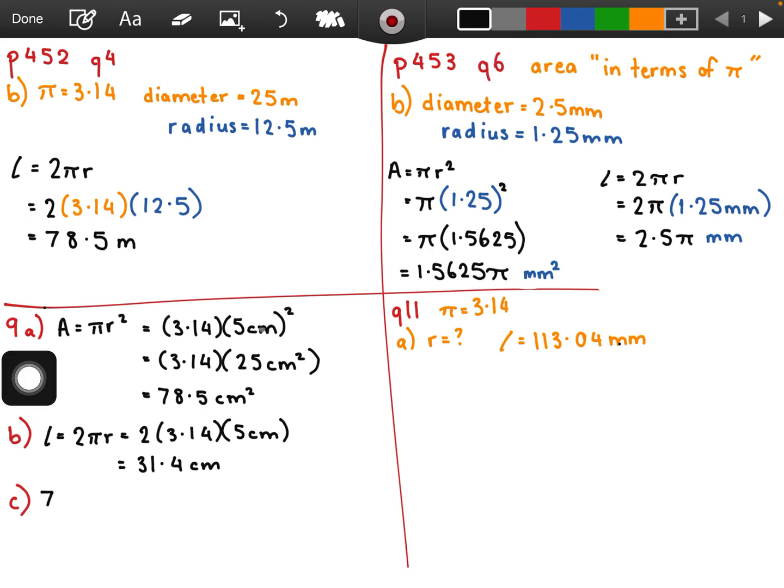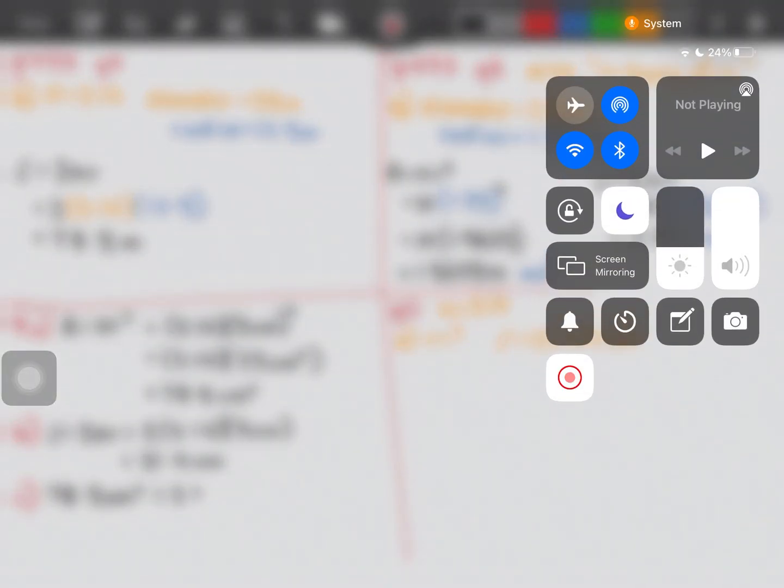Okay, so if we're asked to find the area of a semicircle, we can use the formula for a full circle and then half it. So for part C, we can just half that amount. Okay, so we'll get 78.5 centimeters squared, and we want to half it, so we can divide it by 2, and we will get an answer there. Okay, so use that and try and get your other answers for D and E.